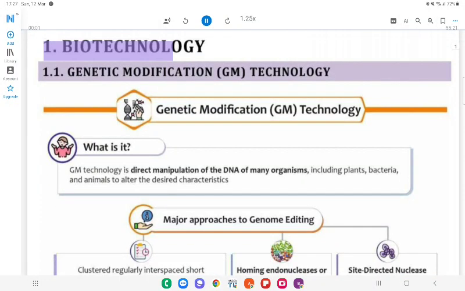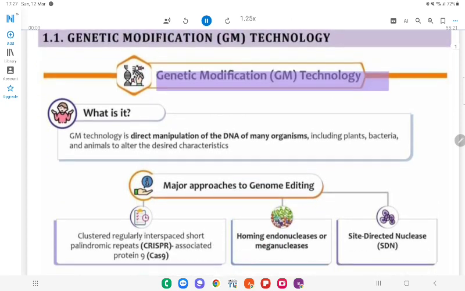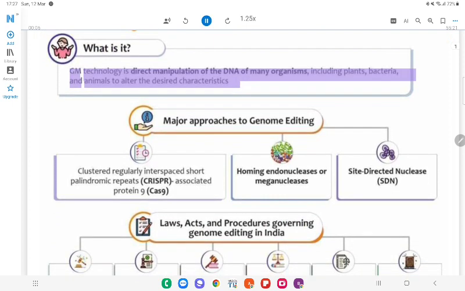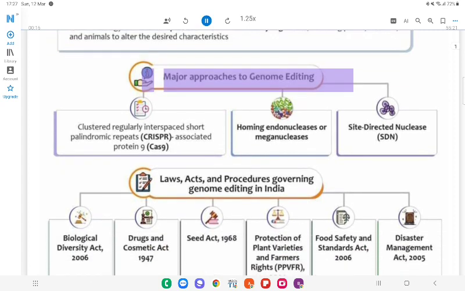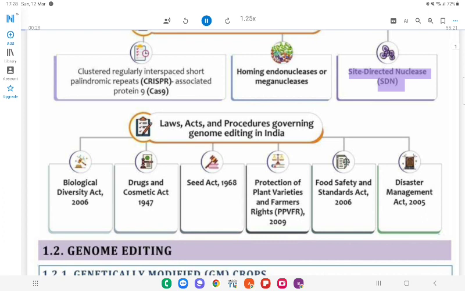1. Biotechnology. 1.1. Genetic modification, GM technology. What is it? GM technology is direct manipulation of the DNA of many organisms, including plants, bacteria, and animals, to alter the desired characteristics. Major approaches to genome editing: Clustered Regularly Interspaced Short Palindromic Repeats, CRISPR-associated protein 9, Cas9; Zinc finger nucleases; Transcription activator-like effector nucleases, meganucleases; Site-directed nuclease, SDN.